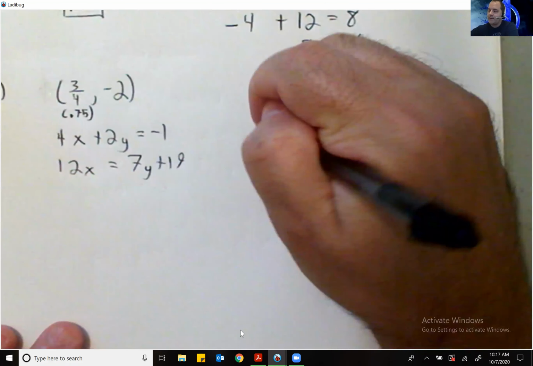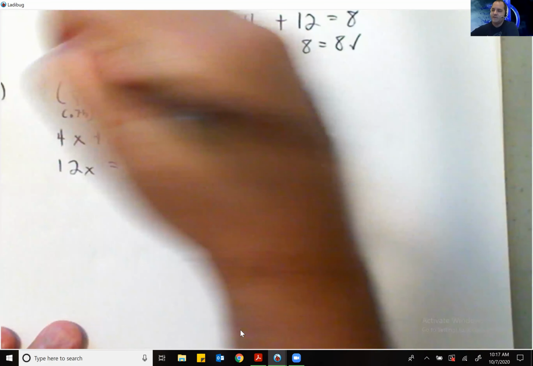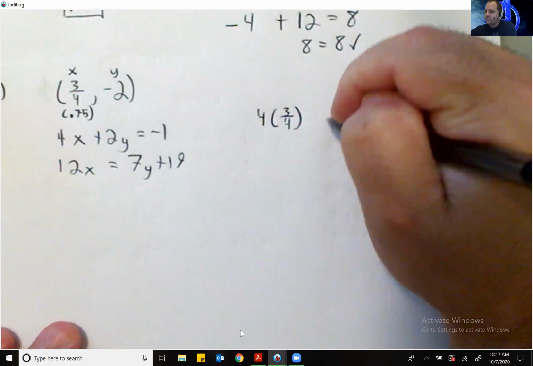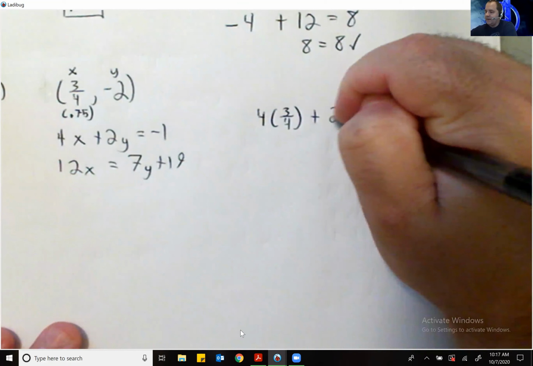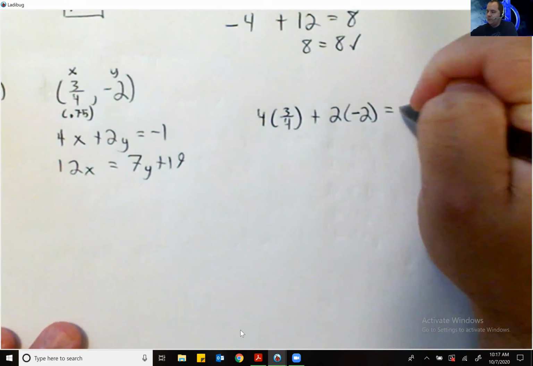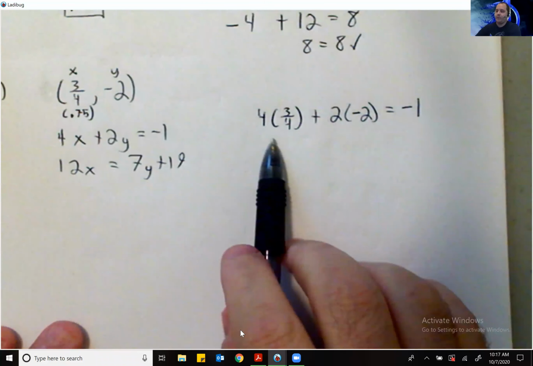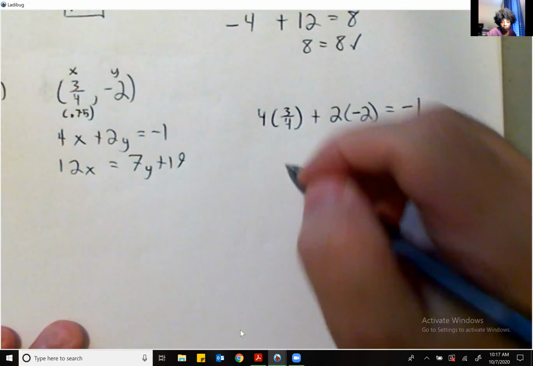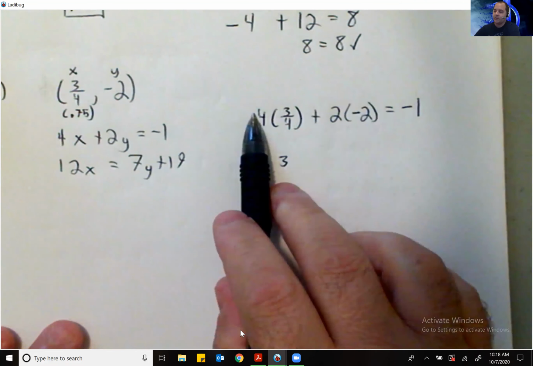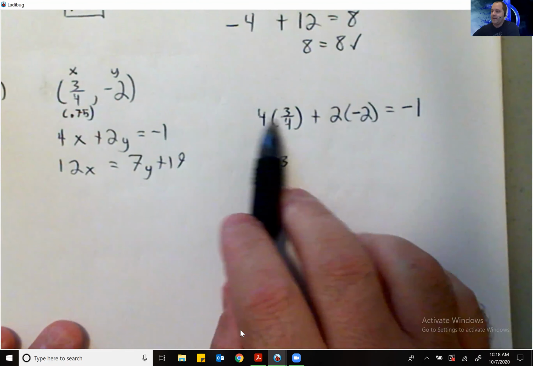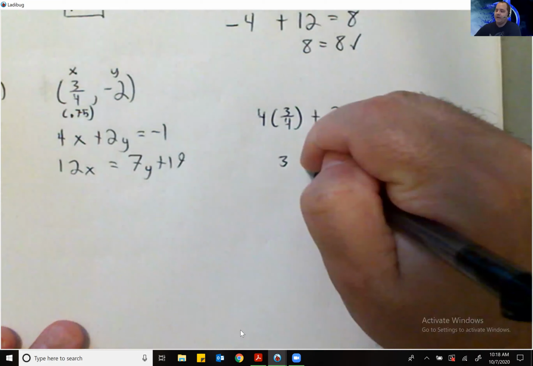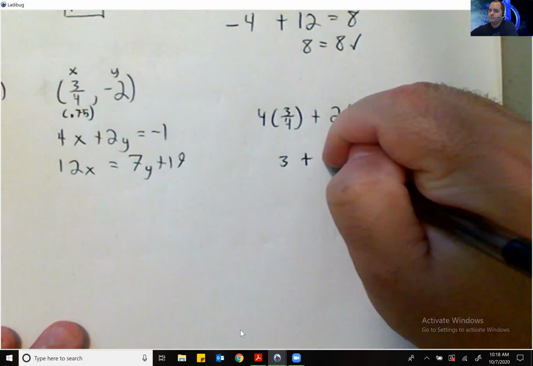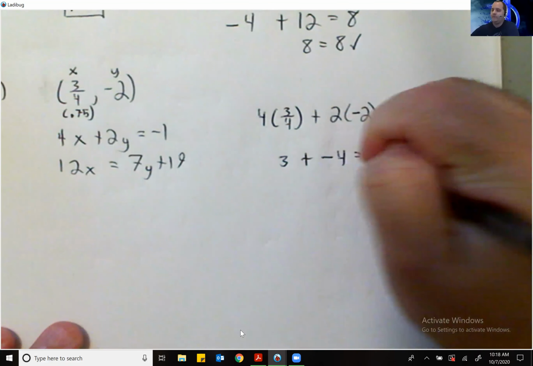So let's plug into the first one. We're going to take 4 times our x, which the 3/4 is x. The -2 is your y. So 4 times 3/4 plus 2 times -2, is that a -1? What's going to happen when we multiply the 4 and the 3/4? What do we get? 3. That's right. It's like canceling the fraction out because you're multiplying by that denominator. And then we've got 2 times -2, which is -4.